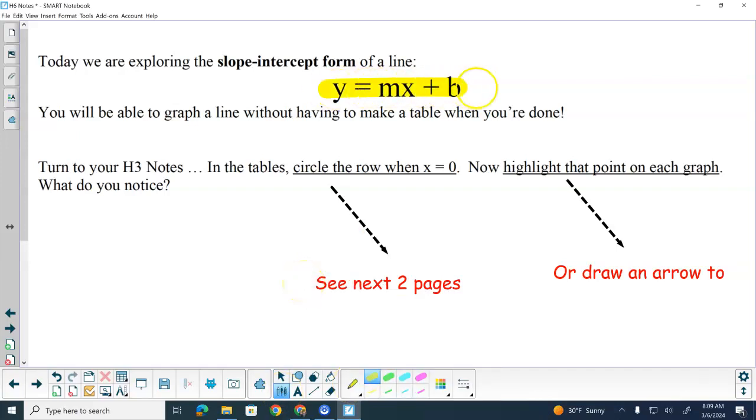I know it's an equation because it's got an equal sign in it, and that makes it an equation. It's got x in it. It's got y in it, just like we've been dealing with. M. Where have we seen m before? Slope. It's the symbol for slope of a line.